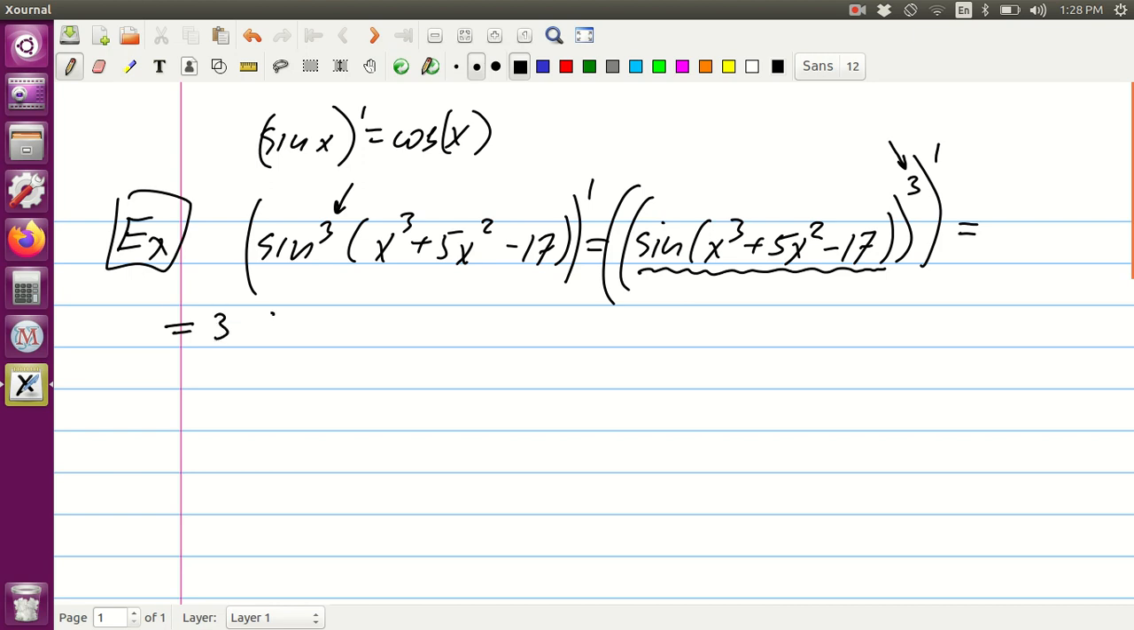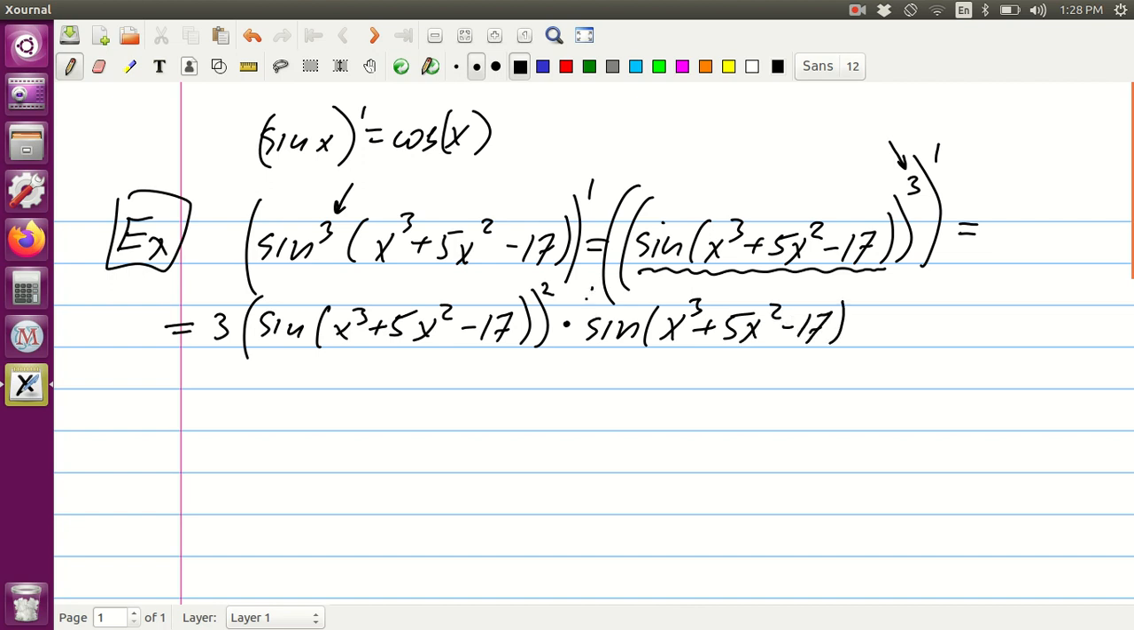So 3 goes down, then we have sine of x cubed plus 5x squared minus 17 quantity squared, and then the chain rule says multiply by the derivative of the inside function, which is the derivative of sine of x cubed plus 5x squared minus 17. So we're looking for the primes. There is no prime over here, so this part is done. And we just have to find the derivative of this function over here. But unfortunately, we have to use the chain rule one more time.